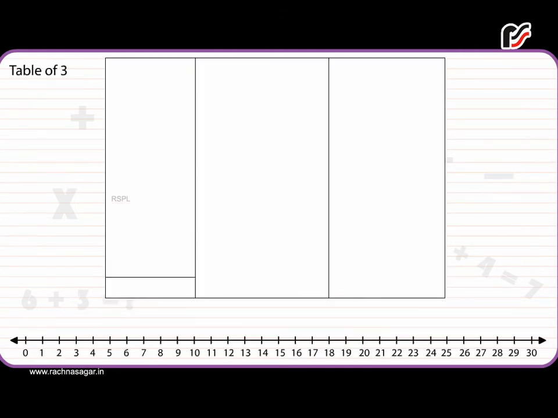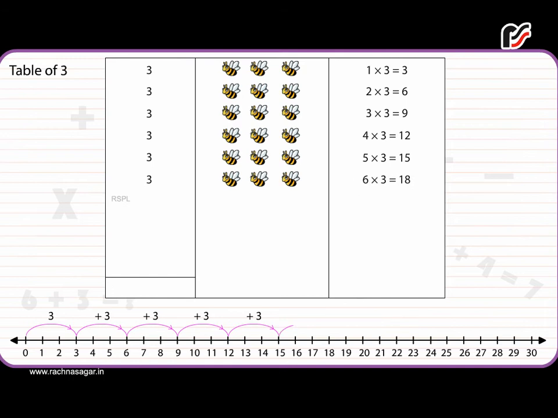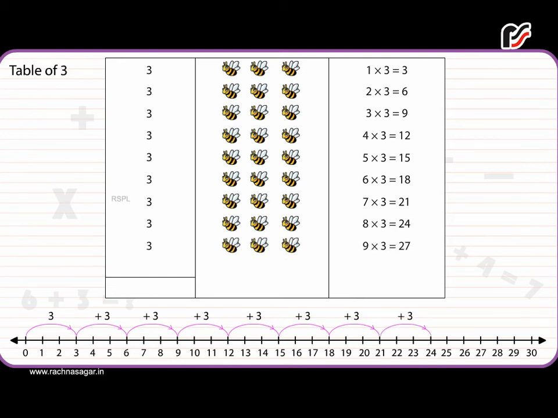Table of 3. 1 times 3 is equal to 3. 2 times 3 is equal to 6. 3 times 3 is equal to 9. 4 times 3 is equal to 12. 5 times 3 is equal to 15. 6 times 3 is equal to 18. 7 times 3 is equal to 21. 8 times 3 is equal to 24. 9 times 3 is equal to 27. 10 times 3 is equal to 30.